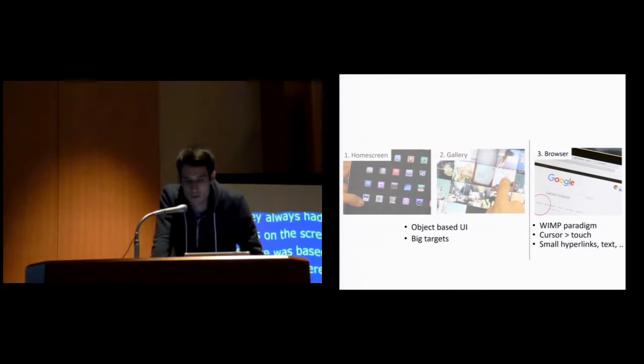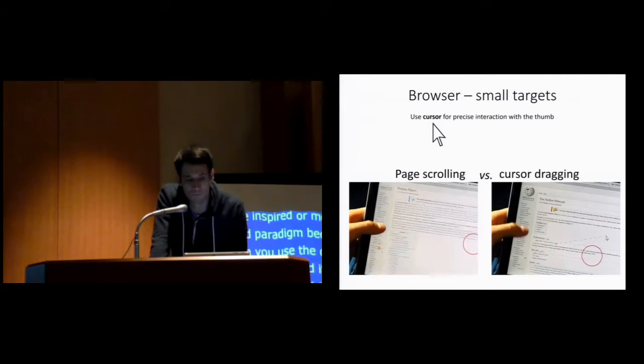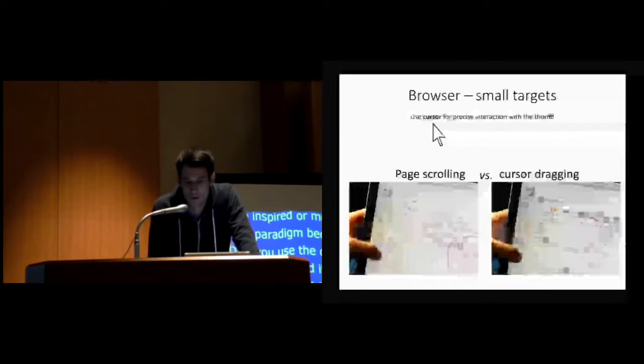However, we also wanted to support more precise interactions, such as in a browser, where the browser is more inspired by, or more designed for the WIMP paradigm, I guess, because when you use a cursor, you're actually more precise, and it's kind of more comfortable to interact with it than when using multi-touch, because of the amount of small hyperlinks, text, and so on. So we want to implement a browser that supports cursor interactions. However, we encountered a problem here, which is the page scrolling and cursor dragging problem.